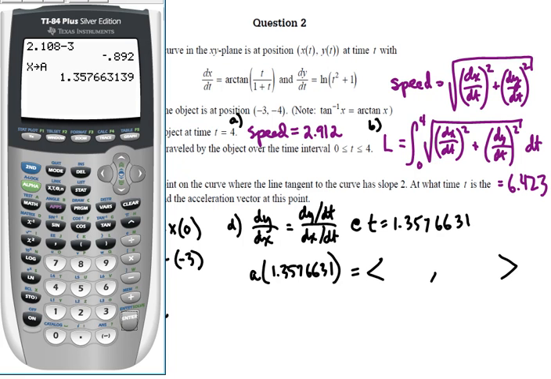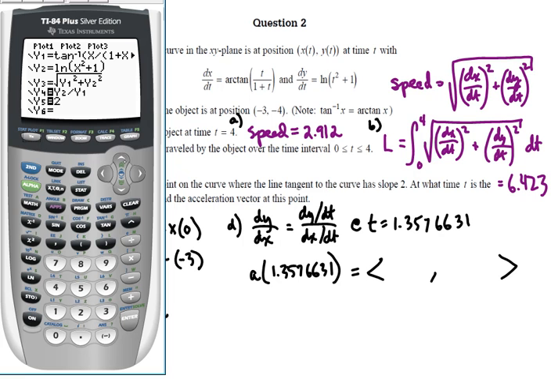So I wrote down here that the slope of the curve is 2 when time is equal to 1.3577, etc. And rounding that to 3 places might be 1.358. And then we're looking to find the acceleration vector at that particular point. So to find the acceleration vector, we need the derivative of dx/dt at that particular point in time, and we need the derivative of dy/dt at that particular point in time.